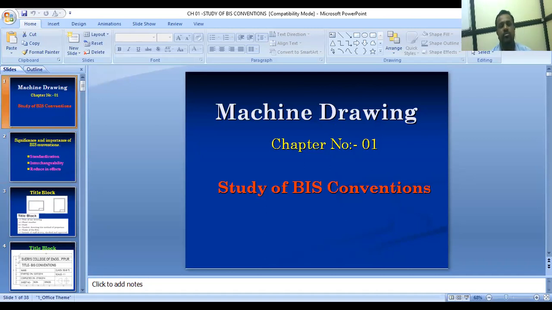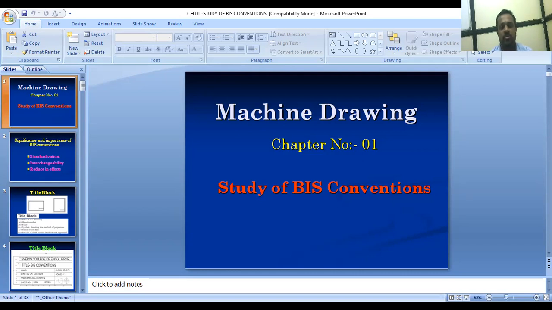Why are we going to study the BIS conventions, and what is their importance? These are the simple benefits, that is, the importance of the BIS conventions: standardization, interchangeability, and reduction in efforts. These are the basic importance of the BIS conventions.